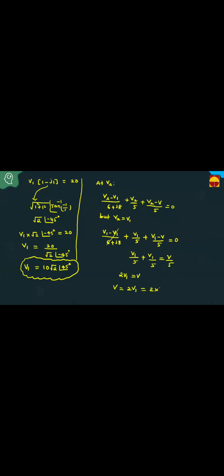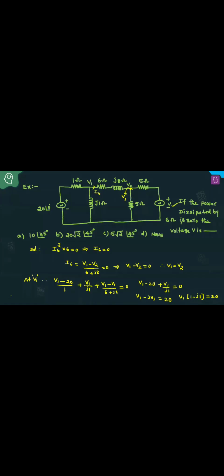Then V equals 2 into V1. What is V1? 10 root 2 at angle of 45, which I calculated now. Then what is V, students? 20 root 2 at angle of 45 degrees. Then the value of V equals 20 root 2 at angle of 45 degrees. That is, option B is the right answer.